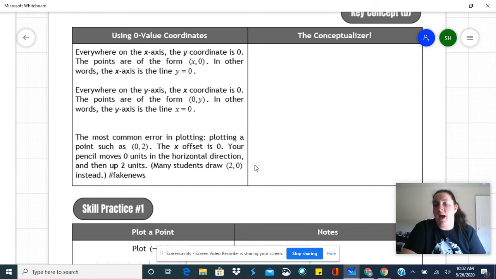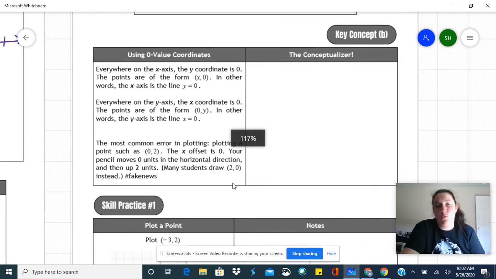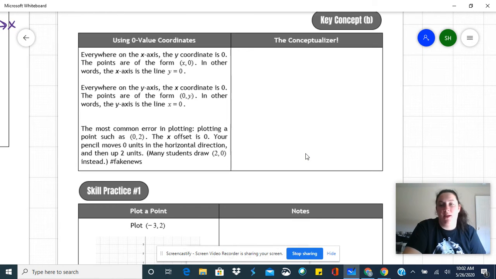So this is the most common error in plotting a point such as 0, 2. The x offset is 0. Your pencil moves 0 units in the horizontal direction and then only up 2 units. Many students draw 2, 0 instead. Hashtag fake news. So yeah, I'm that person. I like hashtags.